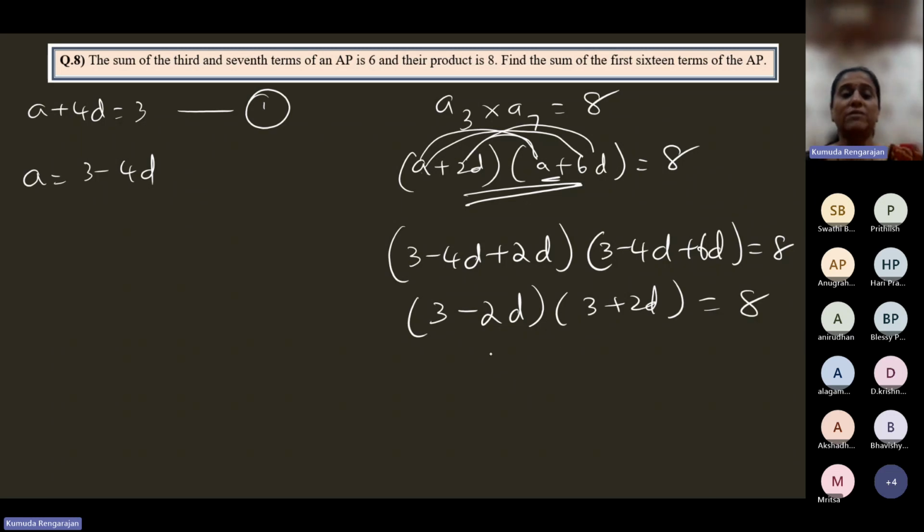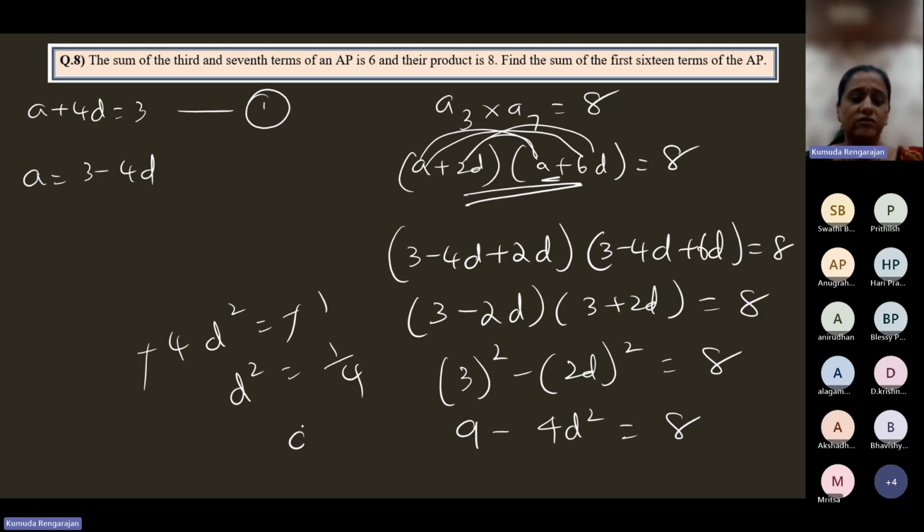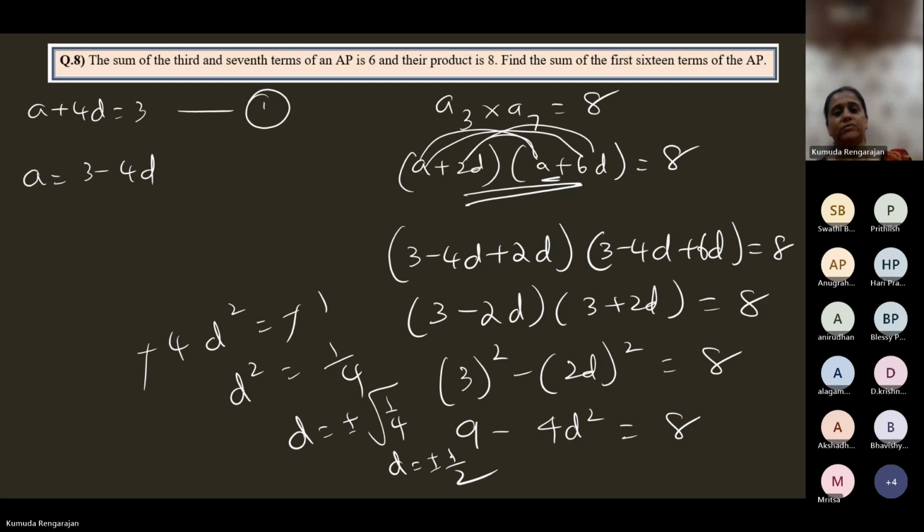So this is like (A minus B) into (A plus B), the identity. A minus B into A plus B is A squared minus B squared. So 3 squared minus (2D) the whole squared. So 9 minus 4D square is equal to 8. Minus 4D square is equal to minus 1. Minus cancels. D square is 1 by 4. D is equal to plus or minus square root of 1 by 4. D is equal to plus or minus 1 by 2.